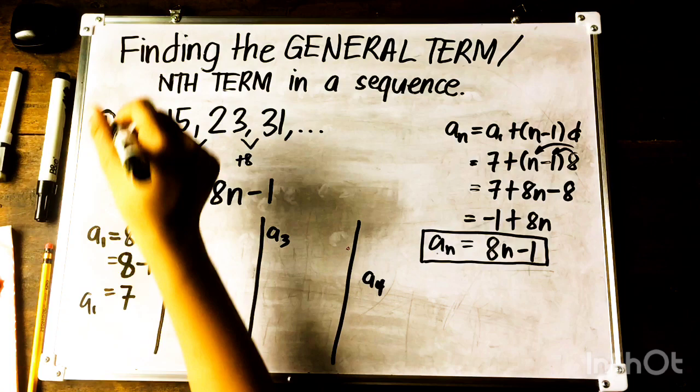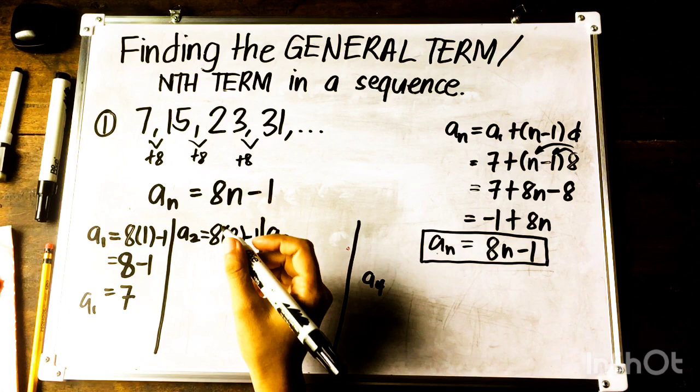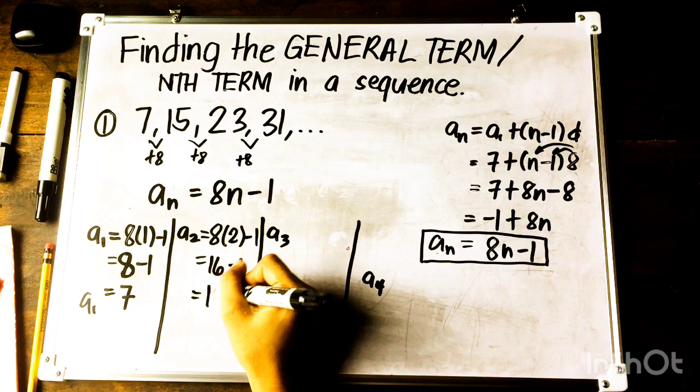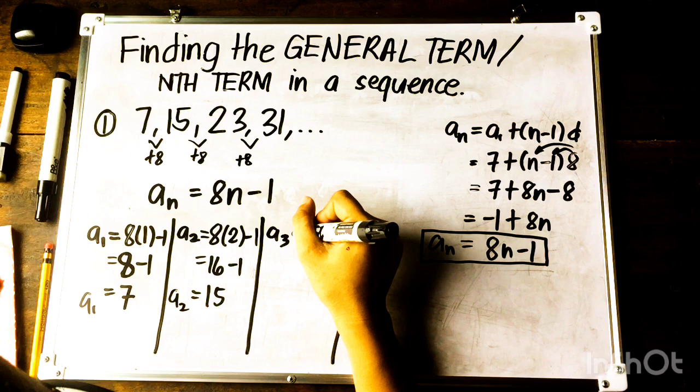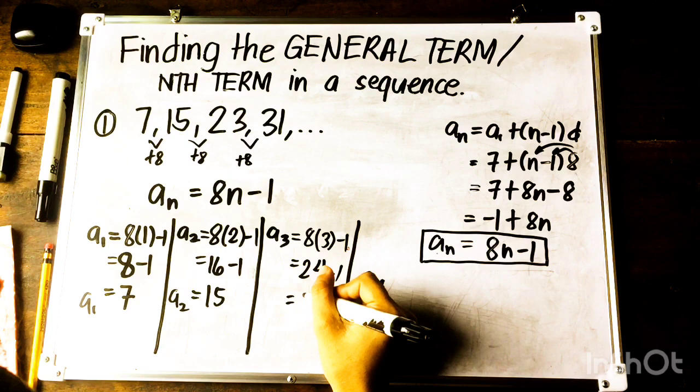Exactly the same dito. Next, a sub 2. In a sub 2, our n is 2. So, 8 times 2 minus 1. So, 8 times 2 is 16 minus 1. So, 16 minus 1 is 15. So, that is correct. Our a sub 2 is 15. Next, a sub 3. So, in a sub 3, our n is 3. So, 8 times 3 minus 1. So, 24 minus 1. So, that is 23. So, still the same. 23 ang third term.